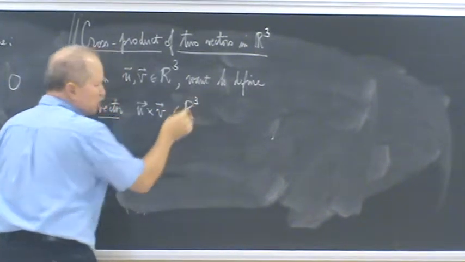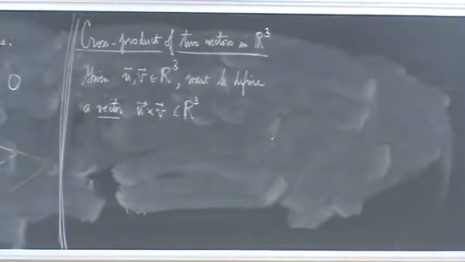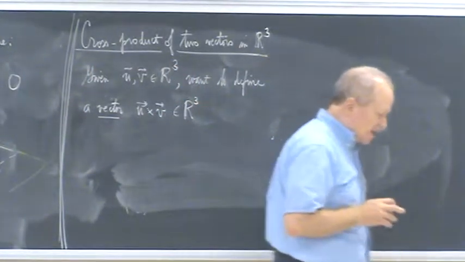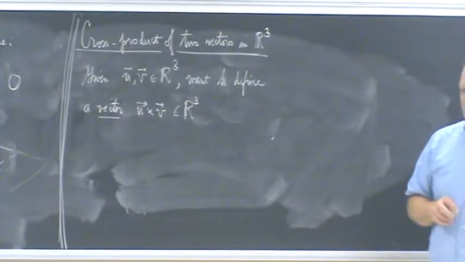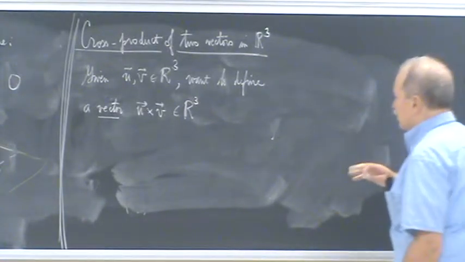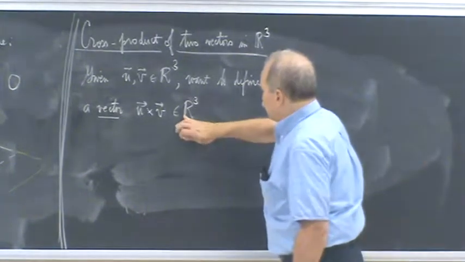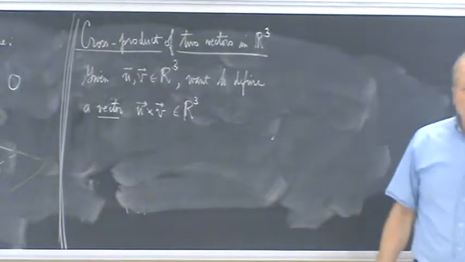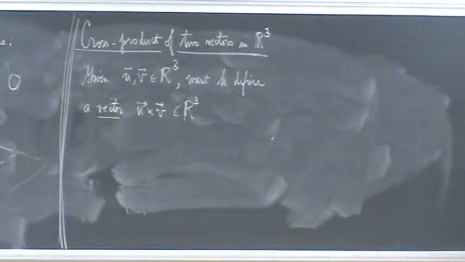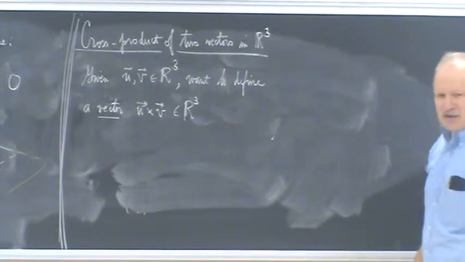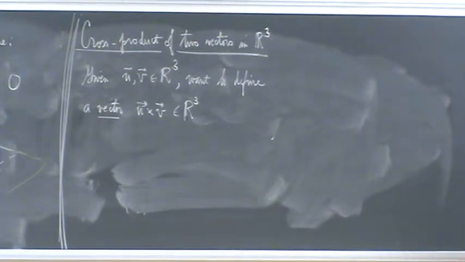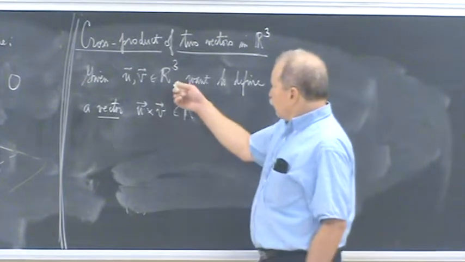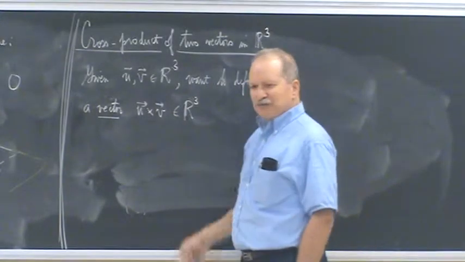And let me warn you, this works only in R3. You can't do this in R4, you can't do it in R5. There are generalizations of this idea which you will learn next semester. But for all your friends who think they can do cross products of two vectors in R4, they're out of luck, they can't do it. That's why physics is so special in 3 dimensions and they have to worry in 4 dimensions.